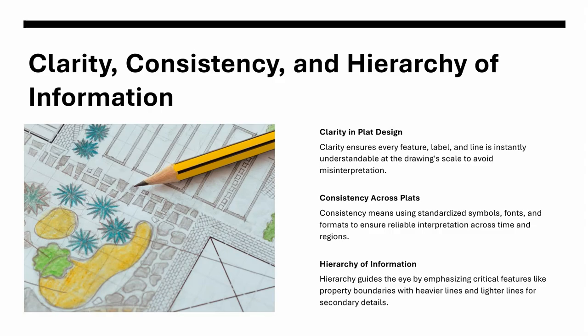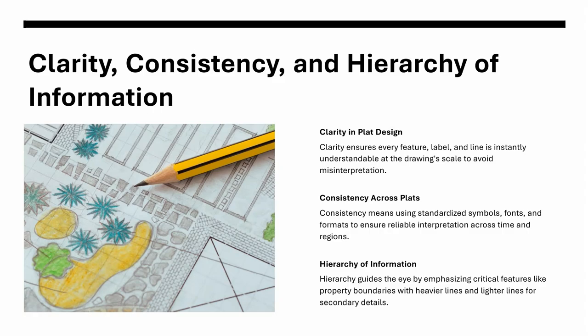The third principle is the hierarchy of information. Not all elements of a plat are equally important, and the drafter must guide the reader's eye to the most critical elements first. In practice, this means that property boundaries are drawn with the heaviest lines. Lot numbers and block numbers are bold and prominent. Easements are lighter, often dashed, so they do not overwhelm boundaries. And topographic or supplemental features, if even included, are even lighter, subordinate to the legal framework. The hierarchy ensures that a reader sees the land division first, then the supporting details.